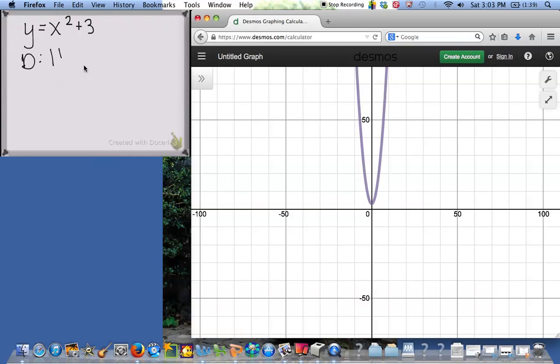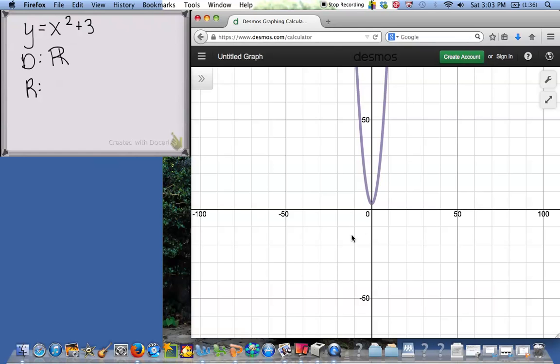So for this quadratic, your domain is all real numbers. Now your range isn't as easy because you can see on the graph there's a certain set of value outputs that the graph will never touch. This is because of the squaring. That always makes your values positive, and then we're adding 3.